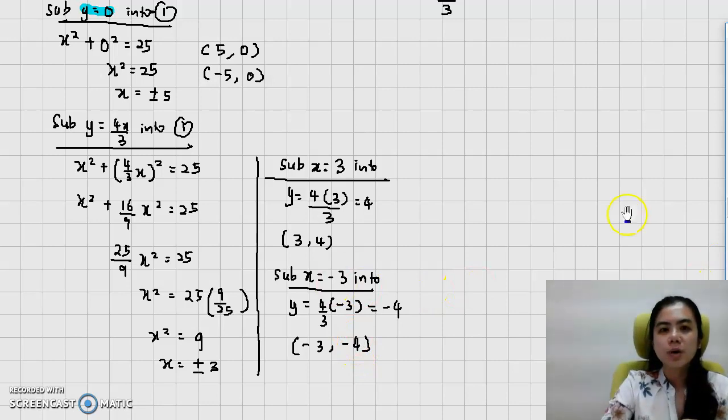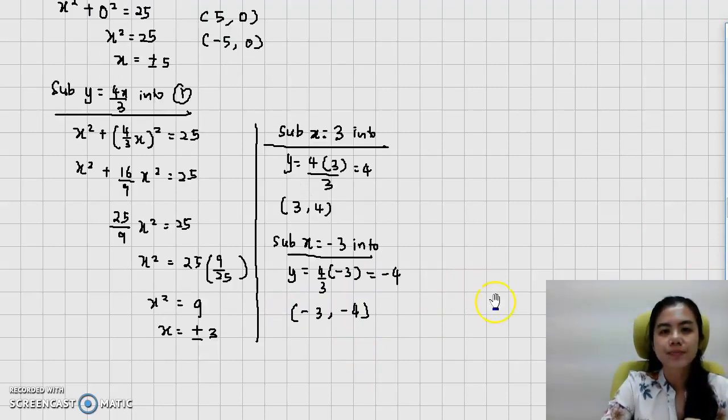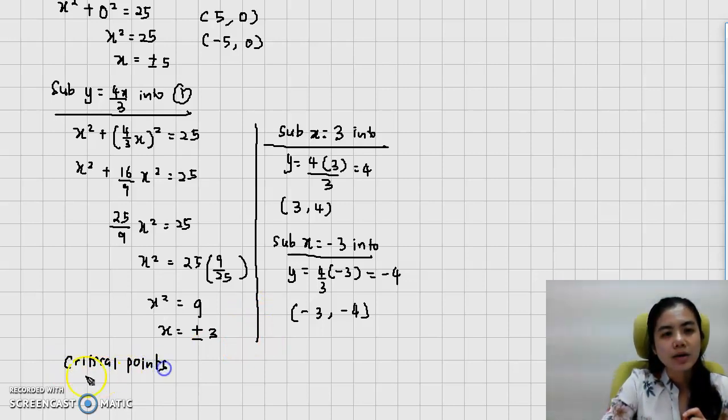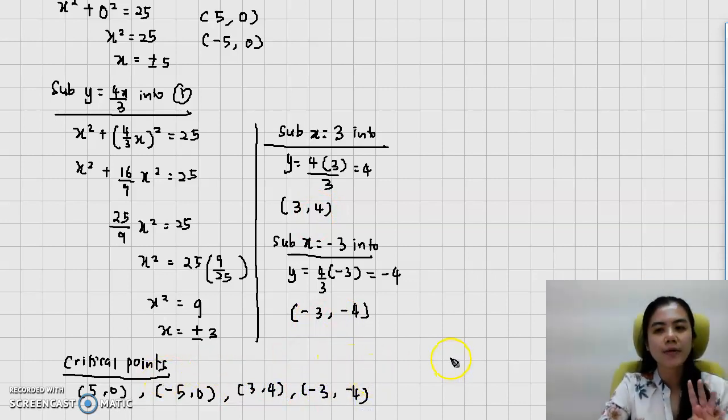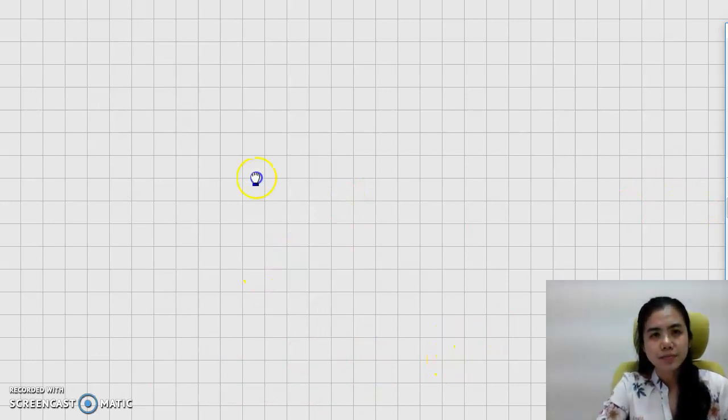Let's write out the critical points that we obtained from these two cases. So we have 4 critical points. The first is 5, 0. The second is minus 5, 0. The third is 3, 4. And the fourth is minus 3, minus 4. So in total, we have 4 critical points for this example. Let me push it up.